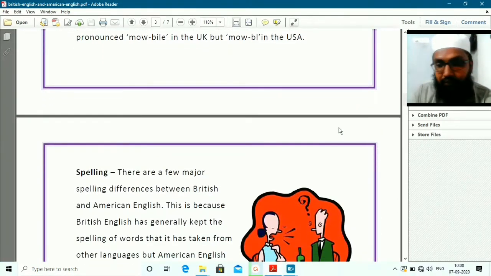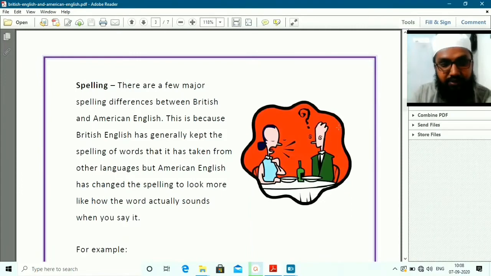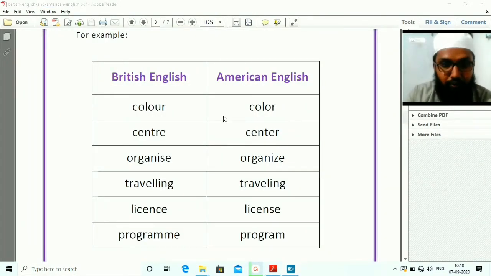Then we have spelling, the differences between American and British English. There are a few major spelling differences between British and American English. This is because British English has generally kept the spelling of words that it has taken from other languages, but American English has changed the spelling to look more like how the word actually sounds when you say it. Now we shall see the examples for spelling.